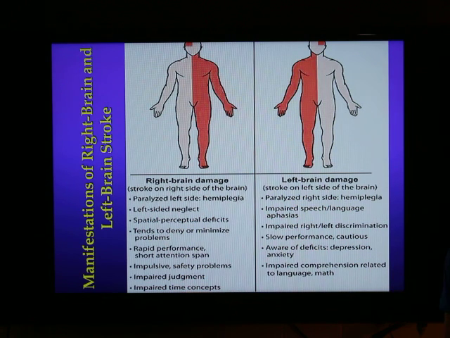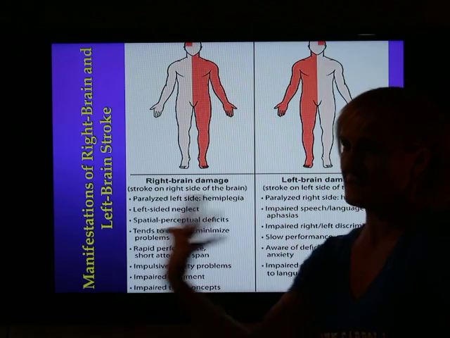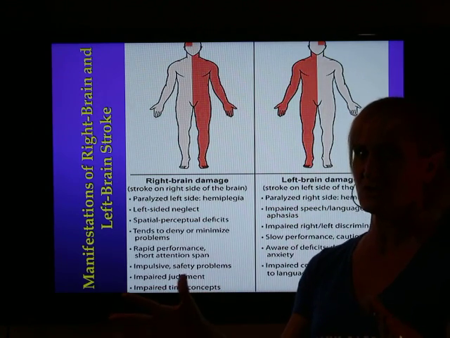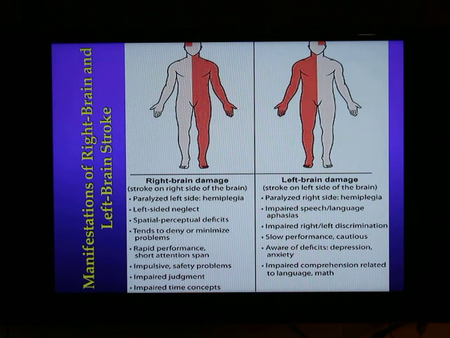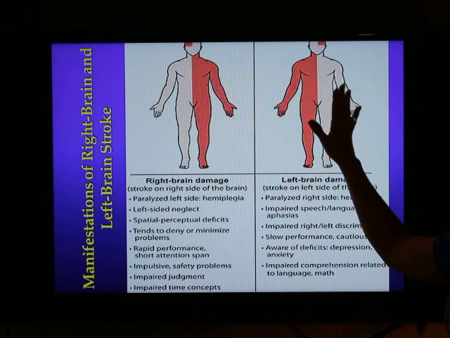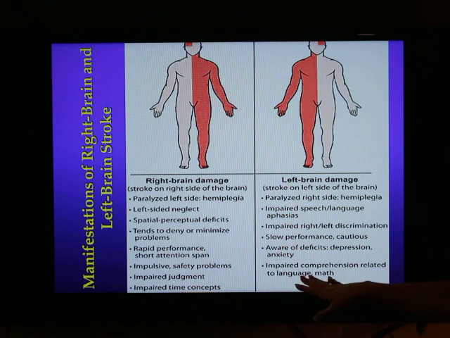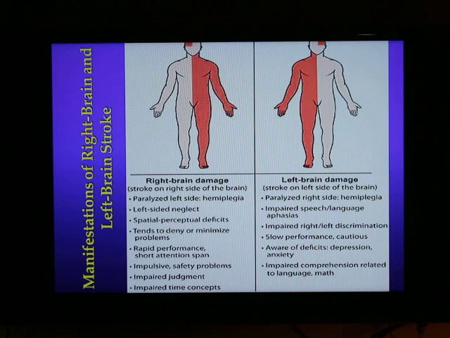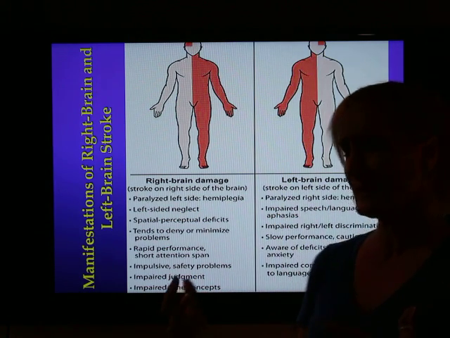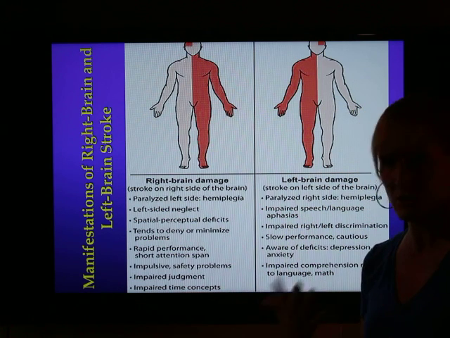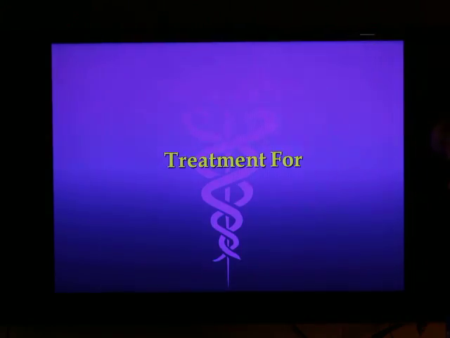They become very slow and very cautious. So these are your patients who used to take a lot of risks and go out and try new things. All of a sudden they're slowing down, they get kind of cautious. On the left side, they tend to get depressed or anxious more. And these are the ones that have a lot of impaired comprehension. They have a really hard time learning, especially in relationship to language and math, things like that. So those are important to know.